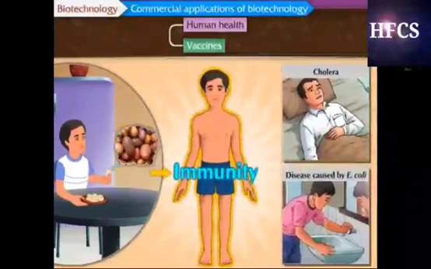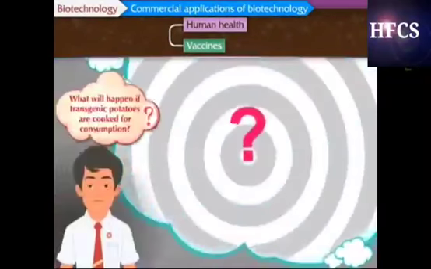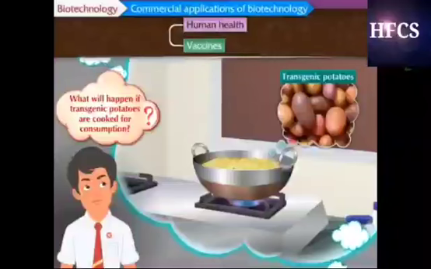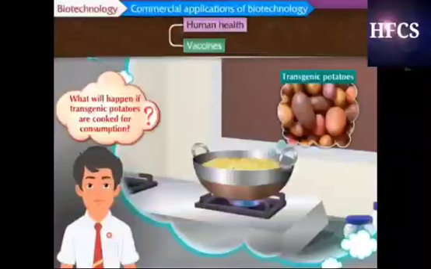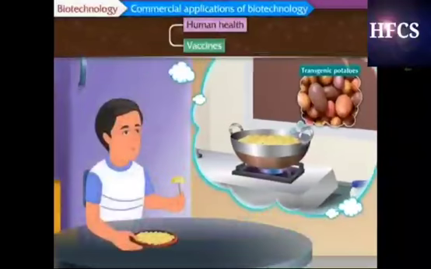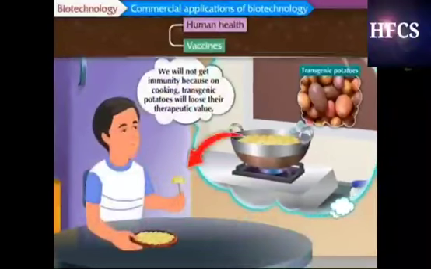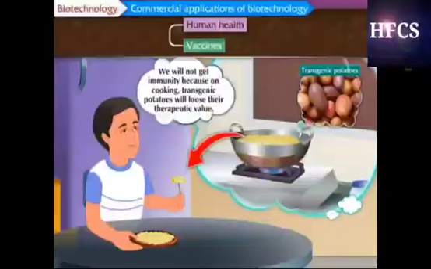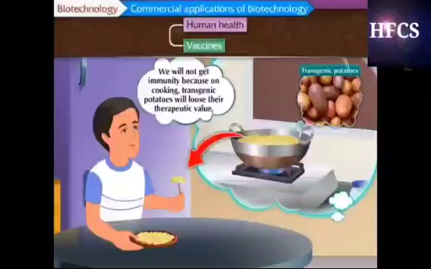Students, what will happen if transgenic potatoes are cooked for consumption? Let me tell you the answer. We will not get immunity because if transgenic potatoes produced as edible vaccine are cooked for consumption, heating at high temperature would cause denaturation of the protein and reduce the potency and effectiveness of the vaccines. Hence, these potatoes need to be consumed raw.